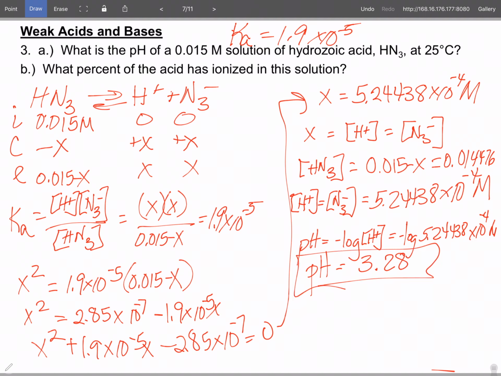Then the other one is the percent ionization. And that's going to be the azide divided by the formal concentration of the hydrozoic acid times 100, which means it's going to be 5.24438 times 10 to the minus fourth divided by 0.015 molar times 100. Now somebody's going to say, wait, we subtracted it. Did we have less? Yes, we do now.